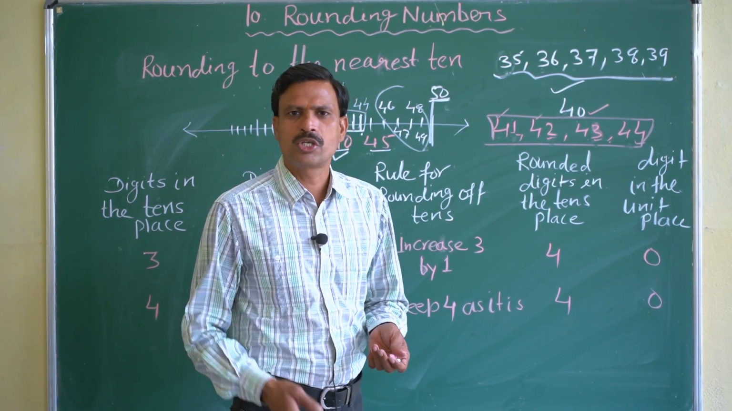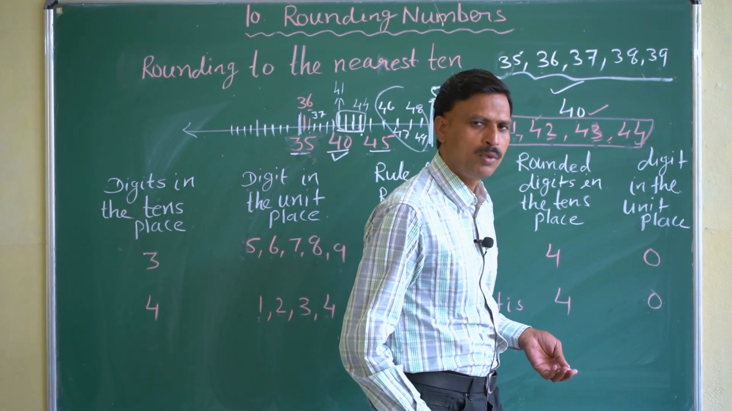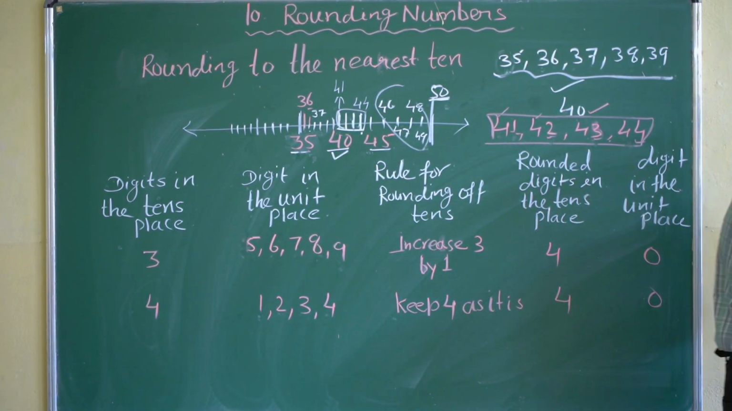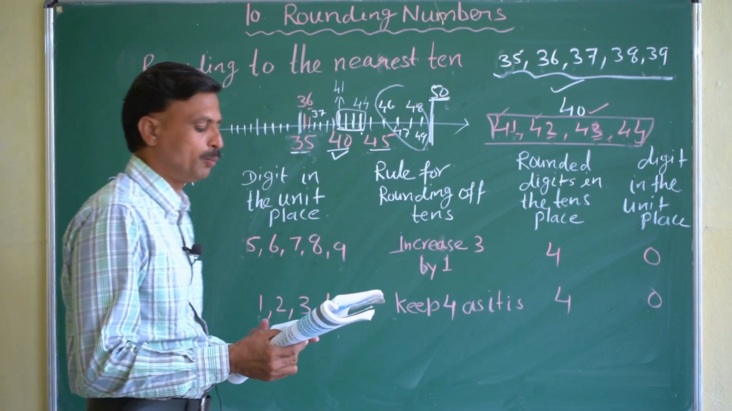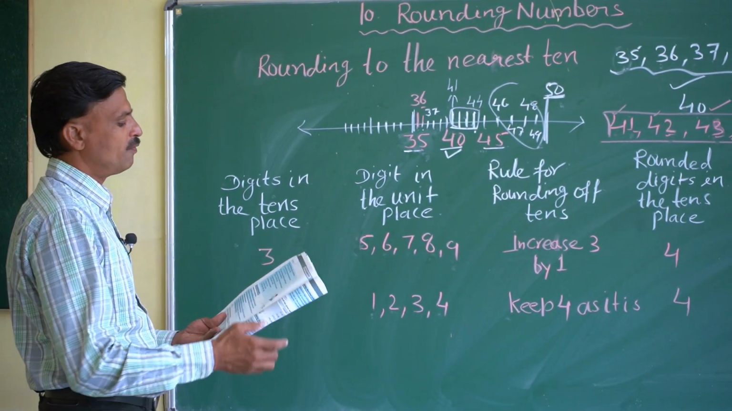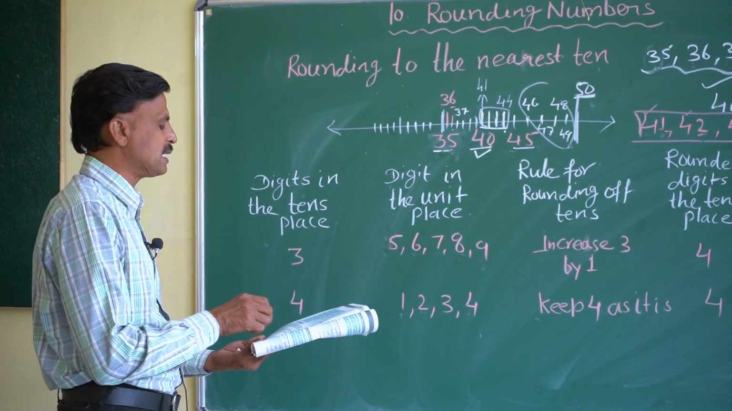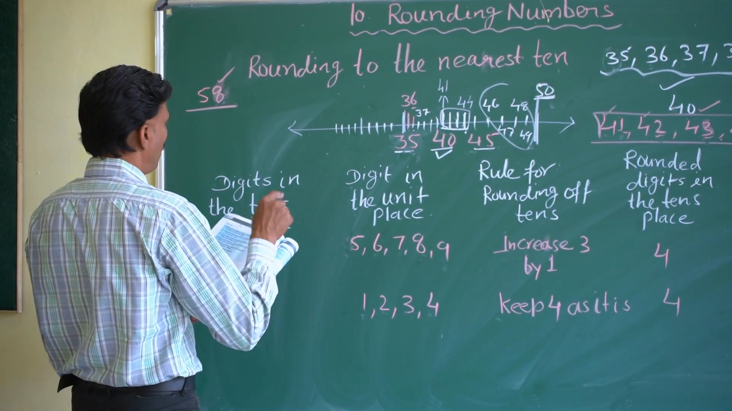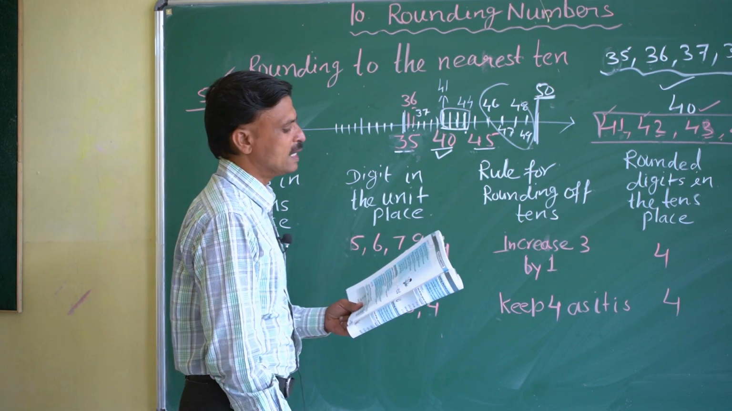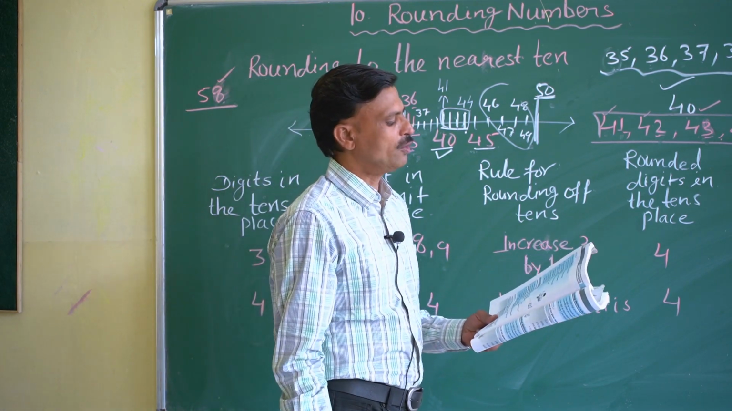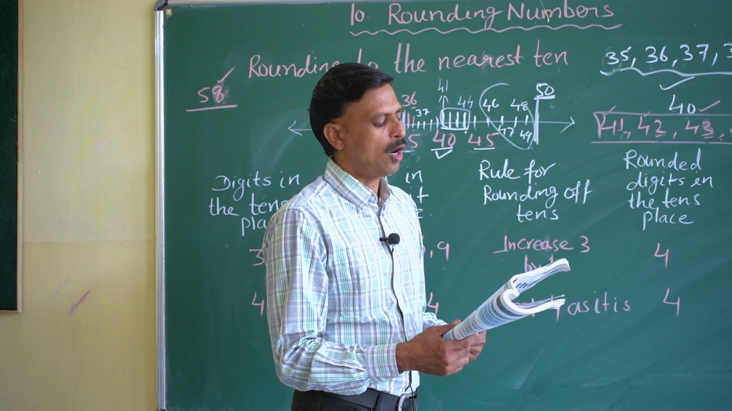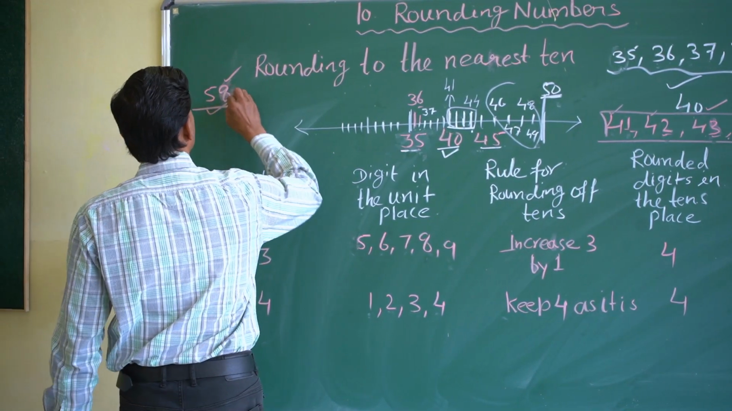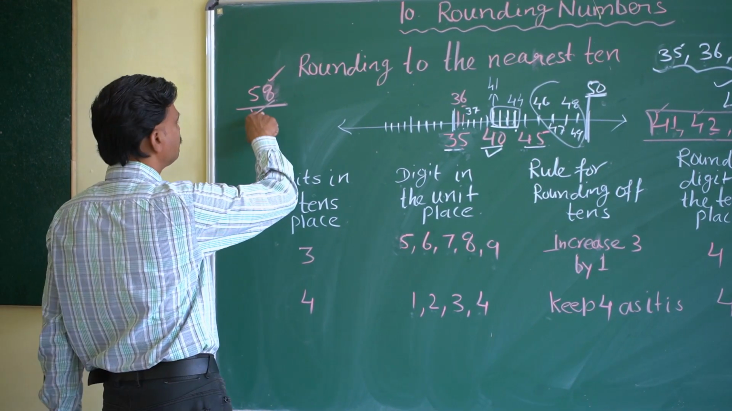Some more questions we are taking. I am taking the question from your book. Exercise: round off the following numbers to the nearest 10. Suppose the number is 58. What is the number? 58.